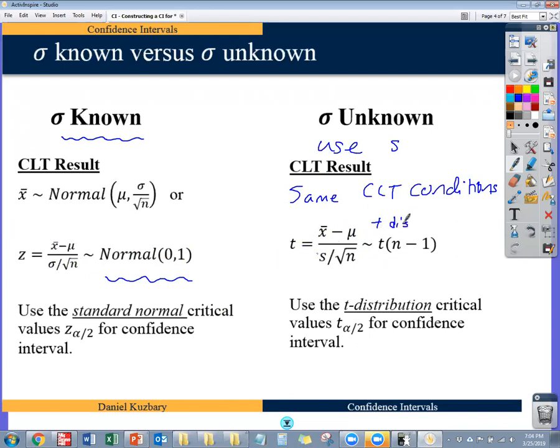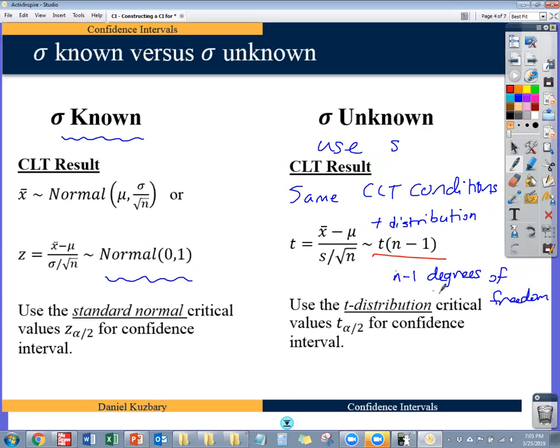Let's see if I can spell. With what we're going to call n minus 1 degrees of freedom. In other words, when you subtract the mean and divide by s over square root of n, you don't have something standard normal anymore. You have something that follows the t-distribution. And the t-distribution is defined by the degrees of freedom, which is simply n minus 1.